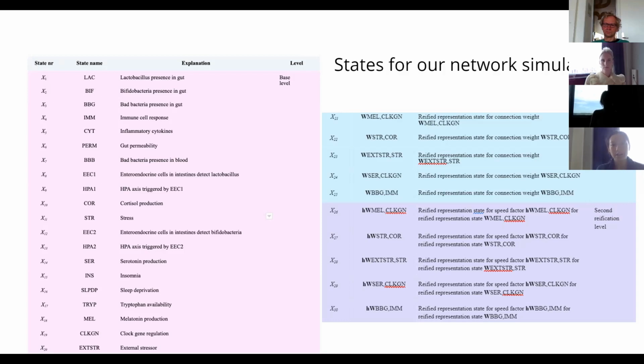Two other aspects that we wanted to change through adaptivity are the external stressor distress connection. There's been a lot of research done that people who undergo external stressors, especially when they're young, tend to have a much higher level of stress response. So we wanted to also reflect that in our model. And we also wanted to show how the immune system can also be adaptive. So we made the connection between bad bacteria presence in the gut and the immune cell response to be adaptive.